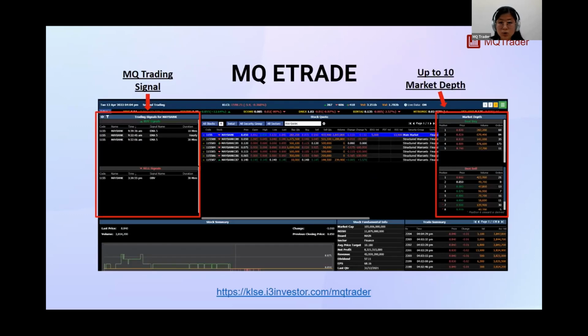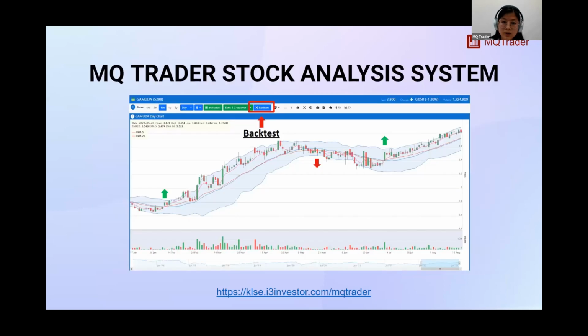And here's a showcase on our MQ E-Trade system. This is a system where you can view a lot of information of a counter at a glance, including market quotes, exclusive MQ trading signals, and also up to 10 market depths. These are the info that will help to facilitate your trading journey. And here's a showcase on our MQ Trader Stock Analysis tool. You can get buy and sell signals with just one click. You can also do back test to test past signals accuracy with this system.